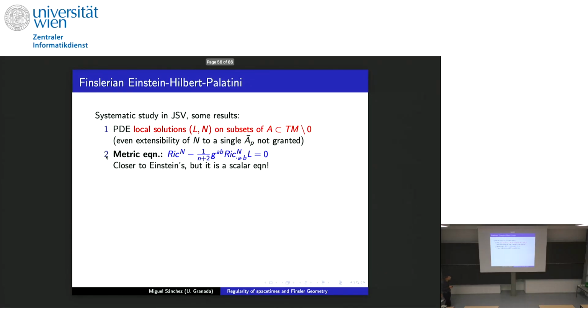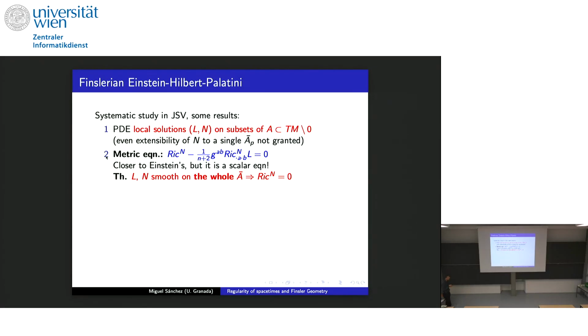The second fact is the metric equation nicely does not have the Landsberg component. And so this is closer to Einstein's. Even more, if we assume that the Lorentz-Finsler metric and the nonlinear connection are smooth and defined on the whole causal cone of the Lorentz metric, then this becomes equivalent to Ricci equal to 0.